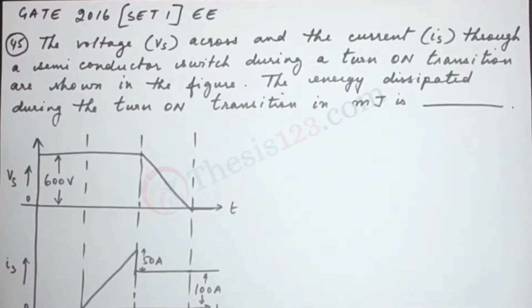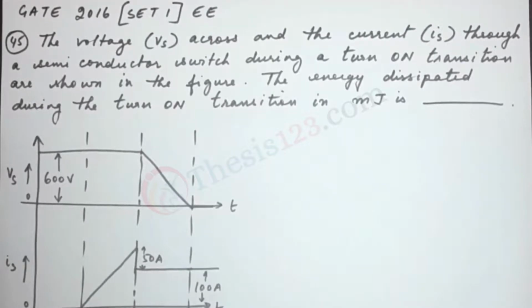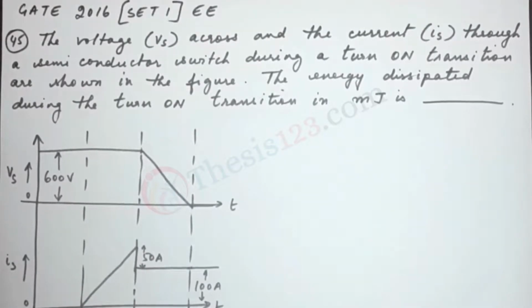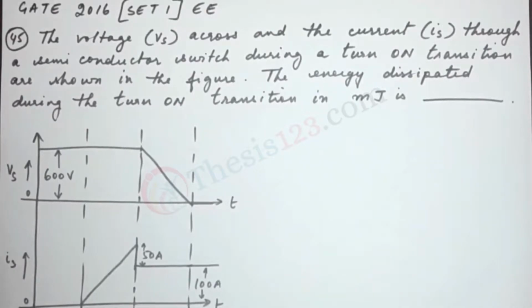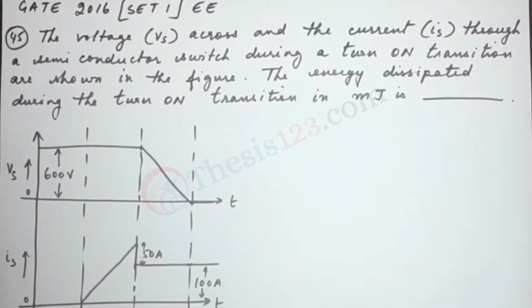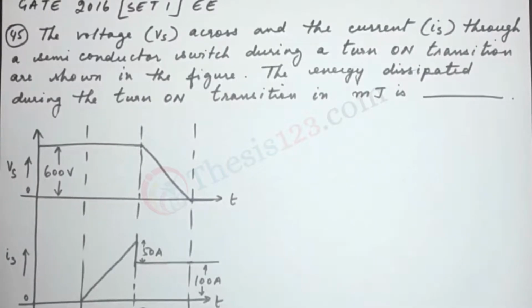Here's the next question, number 45. The voltage Vs across and the current Is through a semiconductor switch during a turn-on transition are shown in the figure. The energy dissipated during the turn-on transition in millijoule is dash.